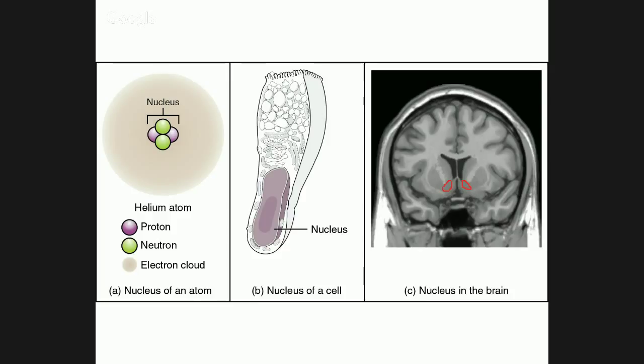Okay, so a nucleus that contains protons is an atomic nucleus. A nucleus that contains DNA is a cell nucleus. A nucleus that contains neurons is a nucleus in the central nervous system. Okay.